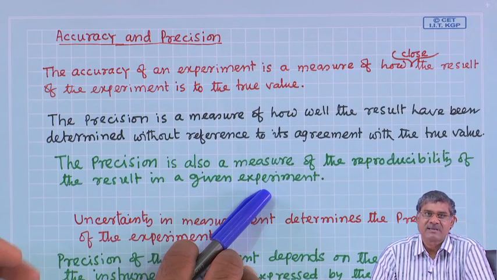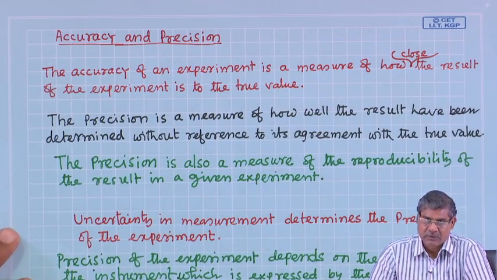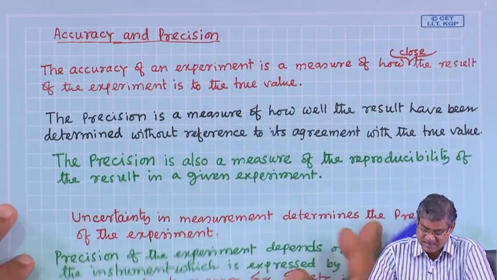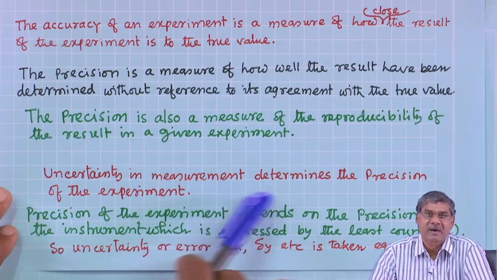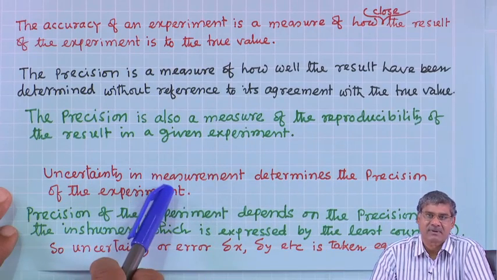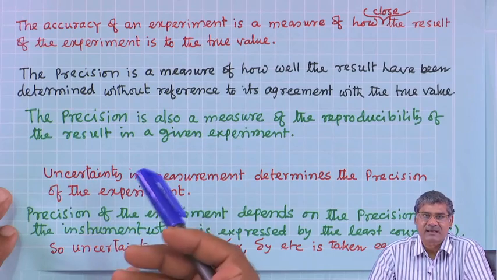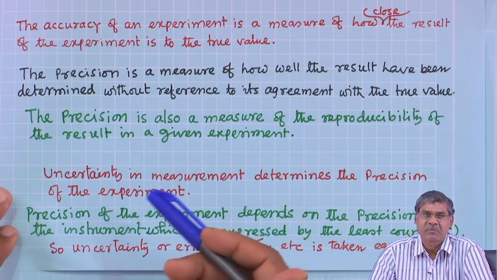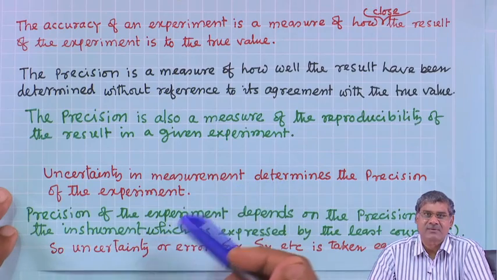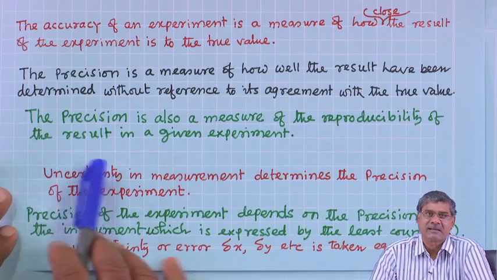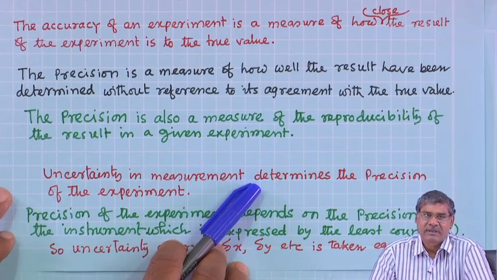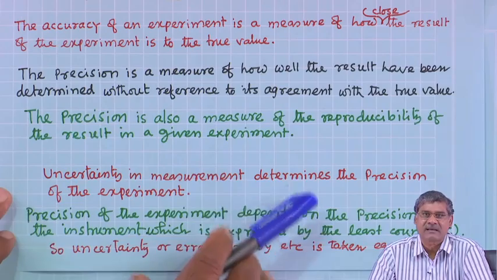So, the precision of the experiment is very high. That way we express these terms, precision. This uncertainty in measurement determines the precision of the experiment. How will the experiment be precise? That we can determine through the uncertainty in the measurement. So, uncertainty and precision are related.